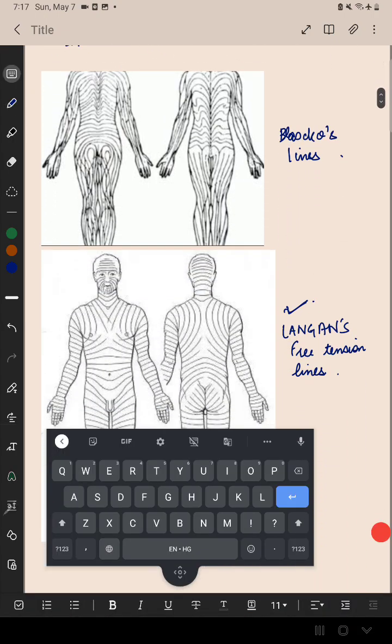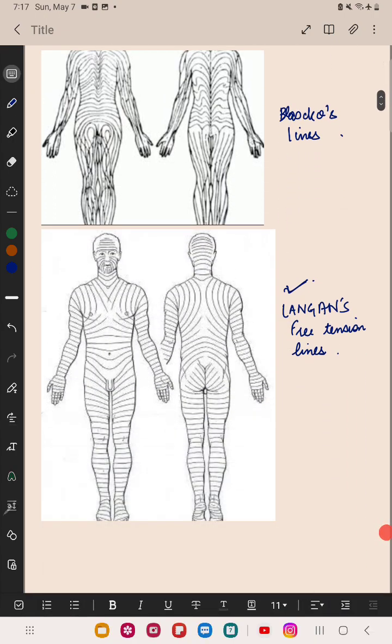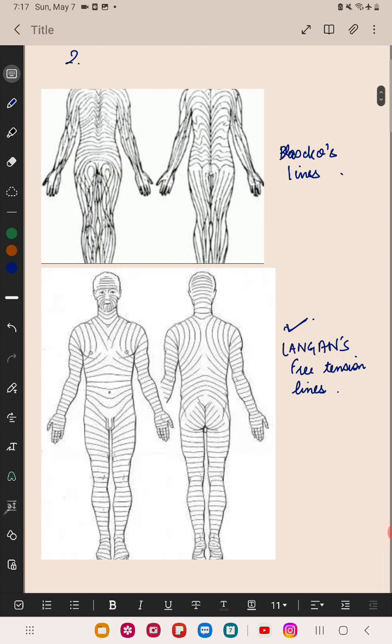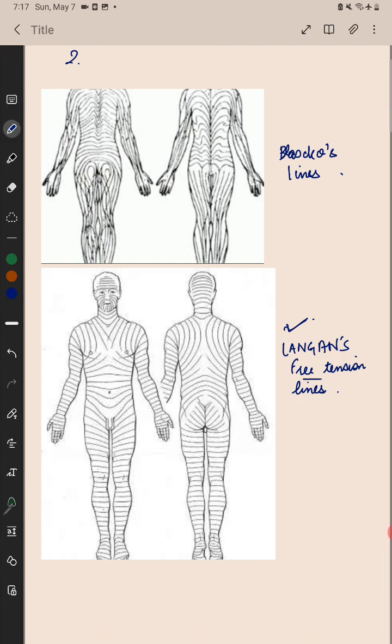Then there was a question where images were given of two types of lines, and it was asked what type of line it is. In your exam they had given free tension lines, and one of the options was Blaschko's lines. Langer's lines are the lines where if you cut along them you'll have minimal scarring.